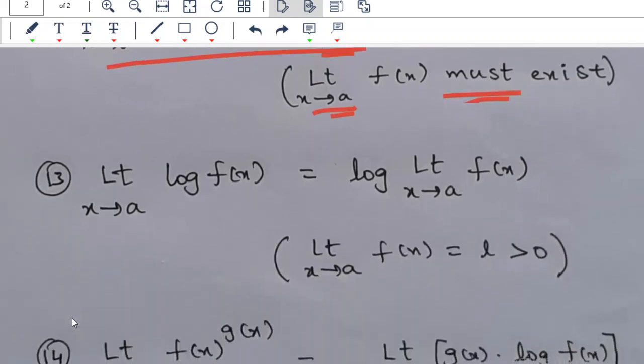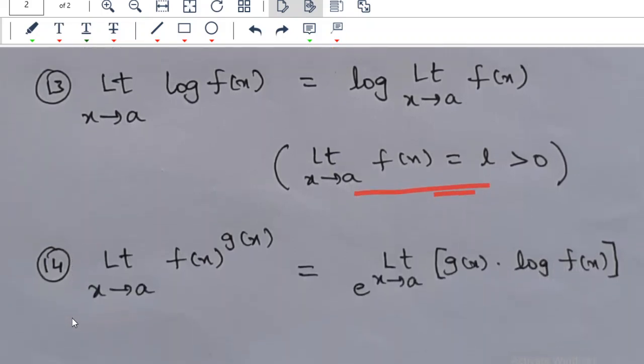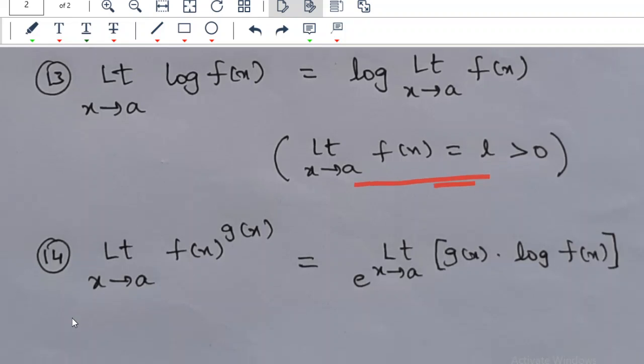13th point, limit x tends to a log of f of x can be written as log of limit x tends to a f of x, and limit x tends to a f of x must be greater than 0. This must be greater than 0. 14th point, limit x tends to a f of x power g of x can be written as e power limit x tends to a g of x into log f of x.